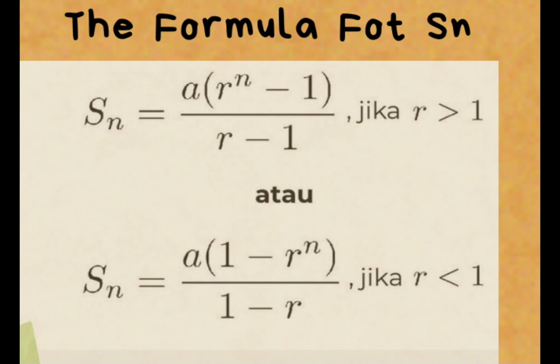And the last, the formula for Sn, how to find the Sn. The formula is like this: Sn is equal to a times r to the power of n minus 1, divided by r minus 1, if r is more than 1. Or Sn is equal to a times 1 minus r to the power of n, divided by 1 minus r, if r is less than 1.